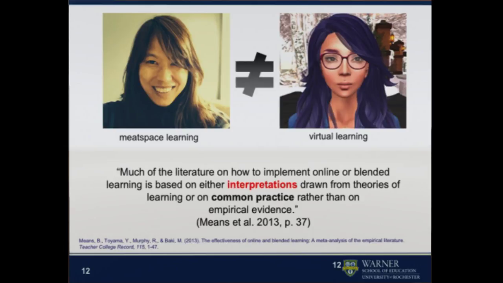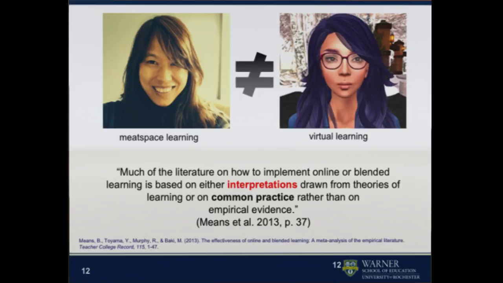And it's actually a really big problem, which is that these learning theories were derived from face-to-face settings that describe face-to-face learning. But we all know meet-space learning isn't necessarily the same as virtual learning. And there's the problem. When we transplant learning from one setting to another, we bring assumptions to our studies that may not actually be true.